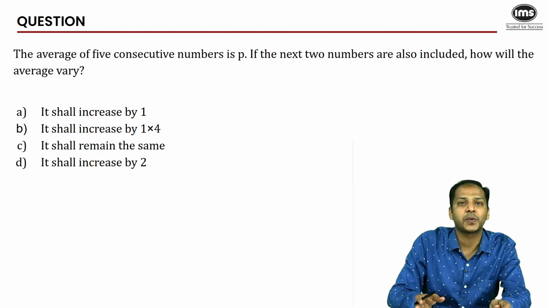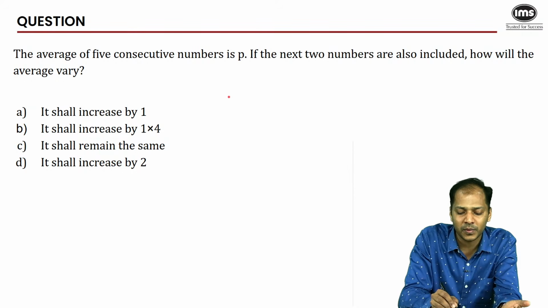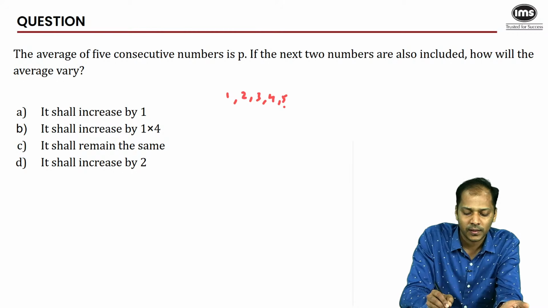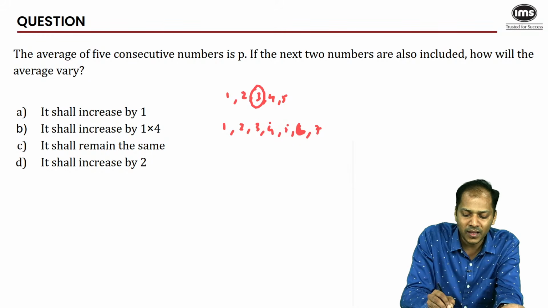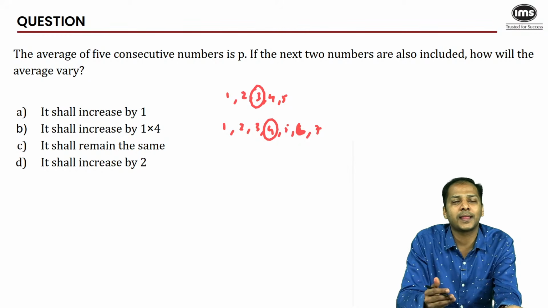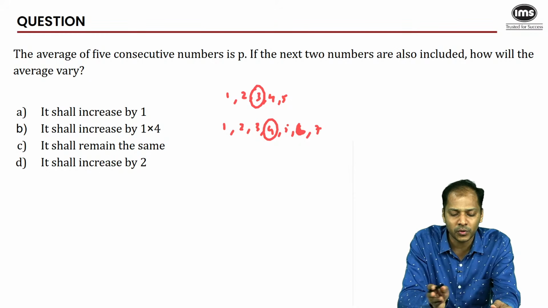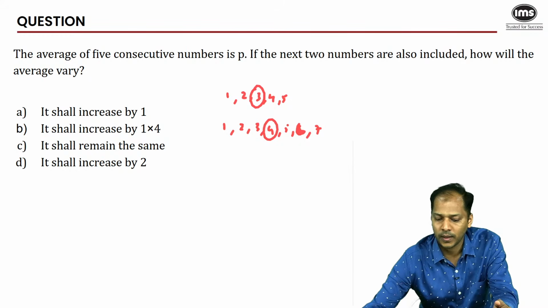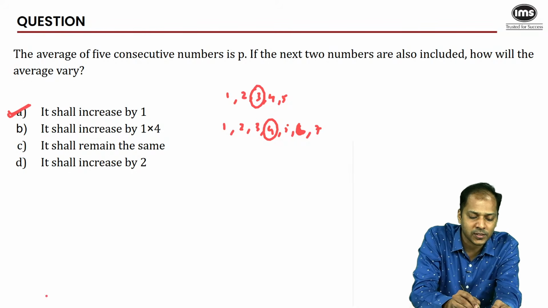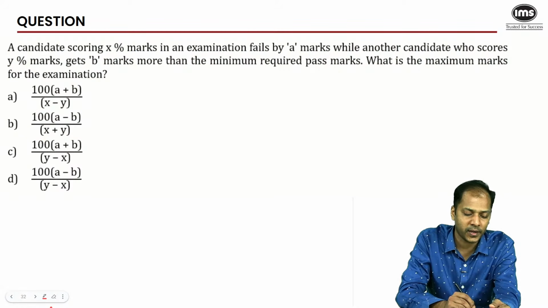Alright, yes, the correct answer to this one is option A. Now the very simple trick is, you could have taken 5 consecutive numbers, just 1, 2, 3, 4, 5. Their average is 3. And if you take 1, 2, 3, 4, 5, 6, 7, the average comes out to be 4. Clearly the average is increasing by 1. You could see this for any set of consecutive numbers, and therefore the middle number would go ahead only by 1, and therefore I would go ahead with option A. It shall increase by 1. Let's go ahead to the next one.